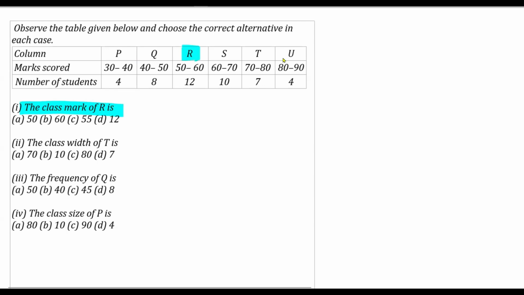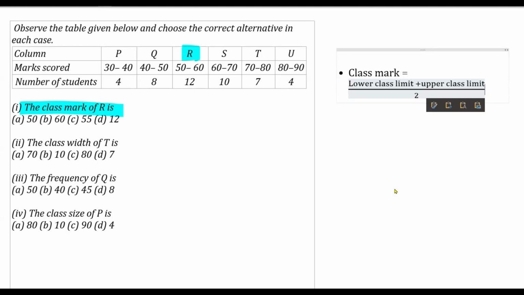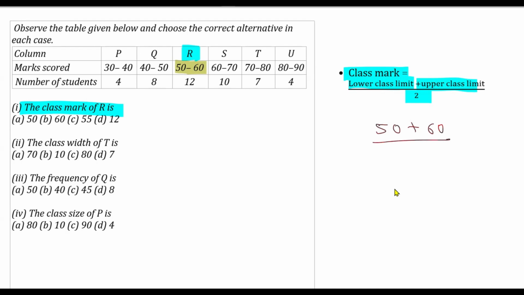Right. So what is class mark? You should recollect what is class mark. So the formula for calculating class mark is lower limit plus upper limit divided by 2. Now figure out for this class, right? What is the lower limit over here? Let's check. The lower limit is 50 and upper limit is 60. So that is 50 plus 60, divided by 2. So it's 110 divided by 2, that is 55. So we'll say that the class mark is 55 in this case.